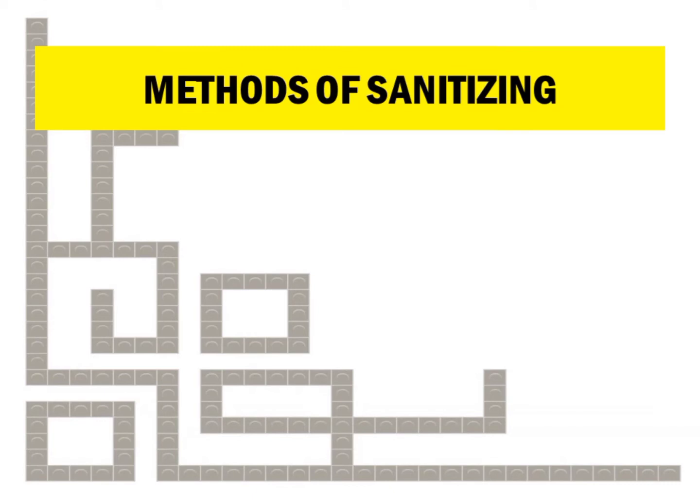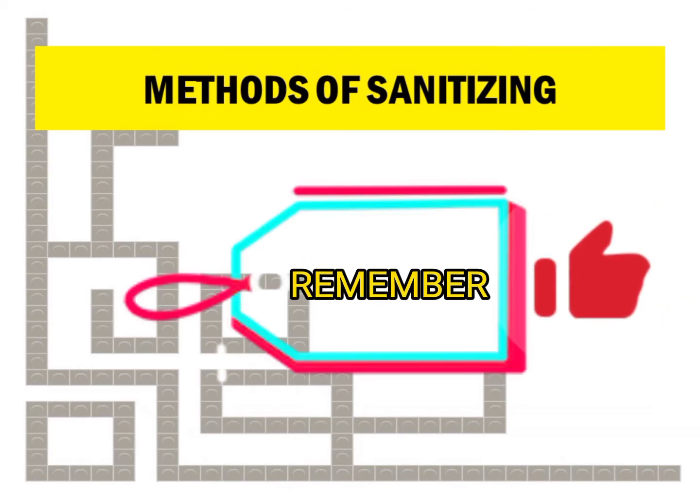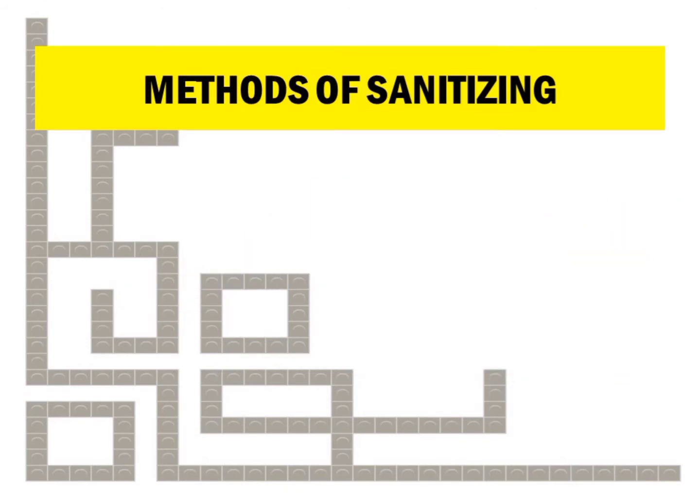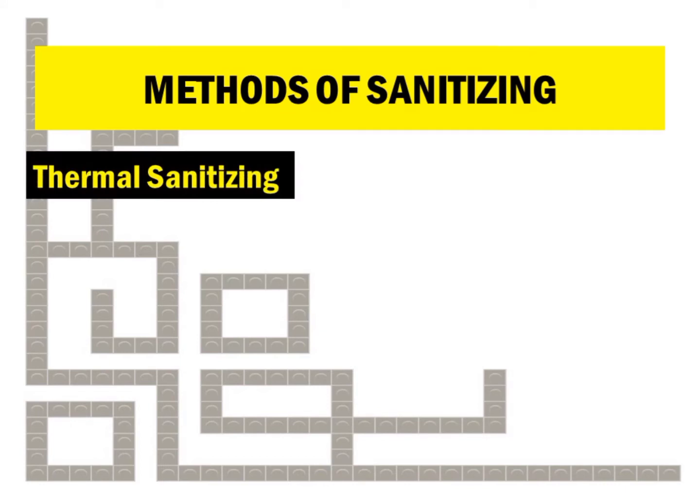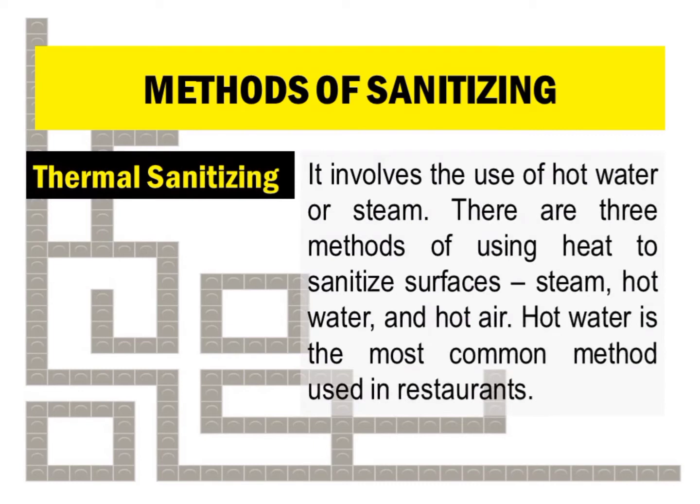Methods of sanitizing. Remember, the item to be sanitized must first be washed properly before it can be properly sanitized. There are two generally accepted methods of providing the final sanitation of utensils. First, thermal sanitizing. It involves the use of hot water or steam. There are three methods of using heat to sanitize surfaces: steam, hot water, and hot air. Hot water is the most common method used in restaurants.